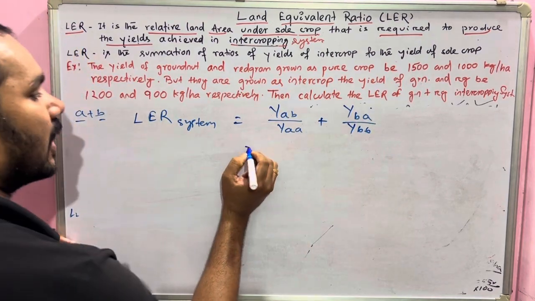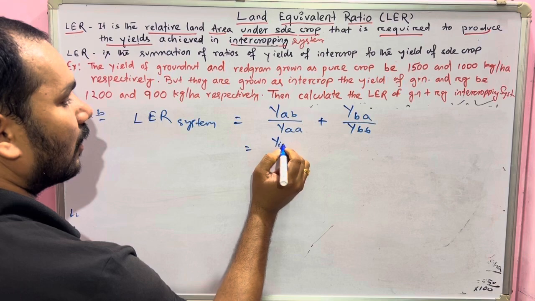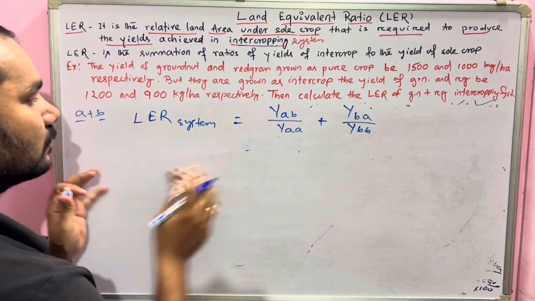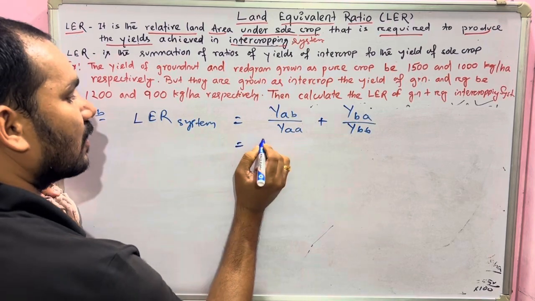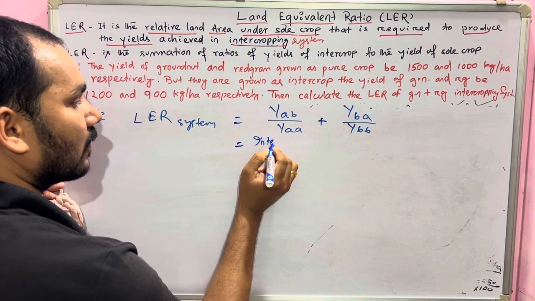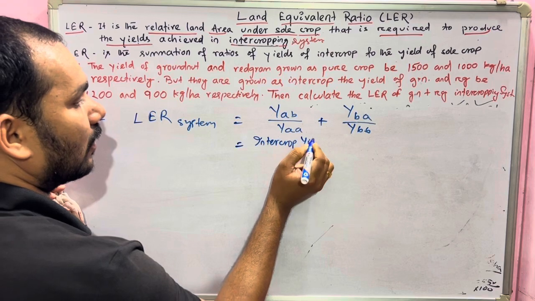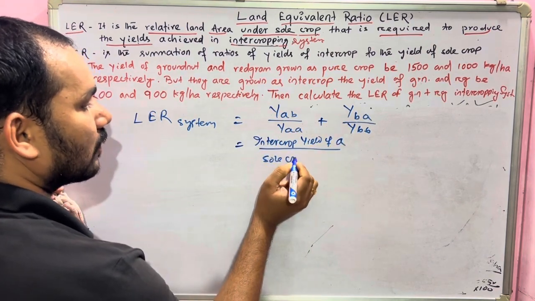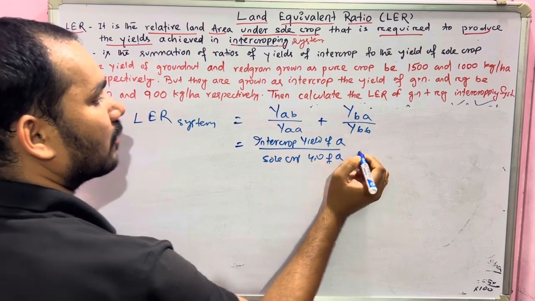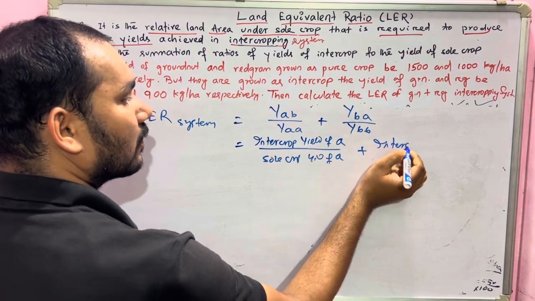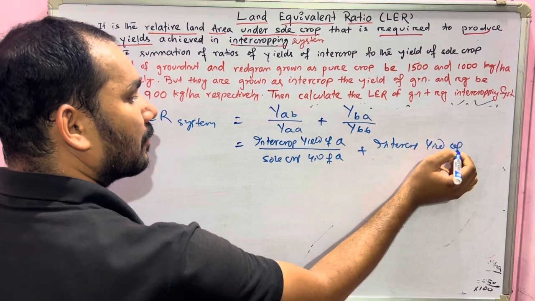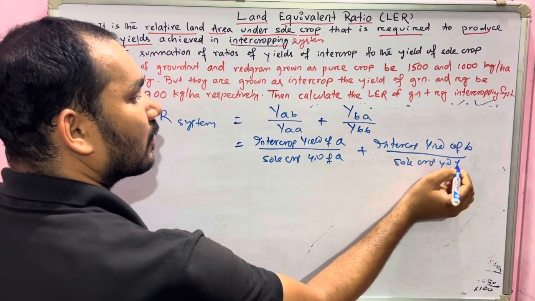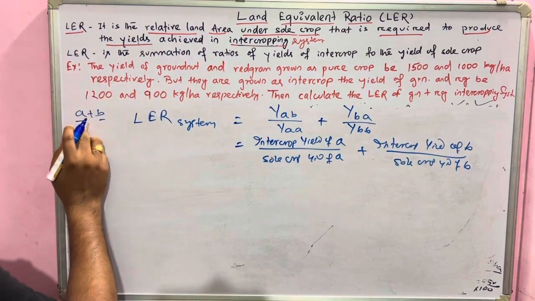Very simple. I am again saying LER equals intercrop yield of A divided by sole crop yield of A, plus intercrop yield of B divided by sole crop yield of B. So in this case, what is my A?